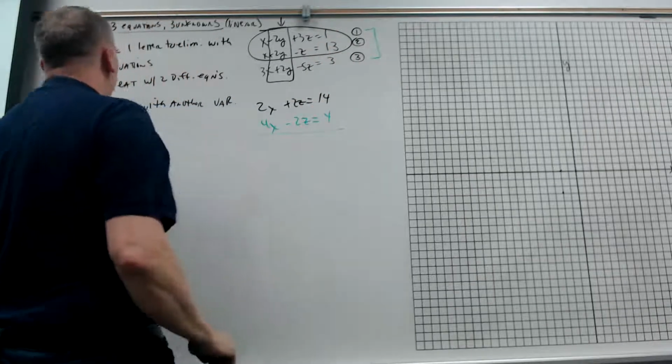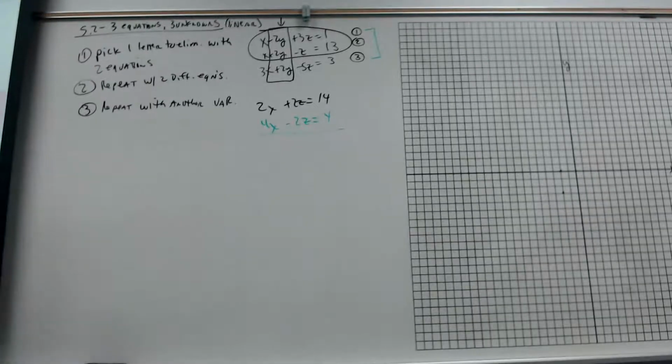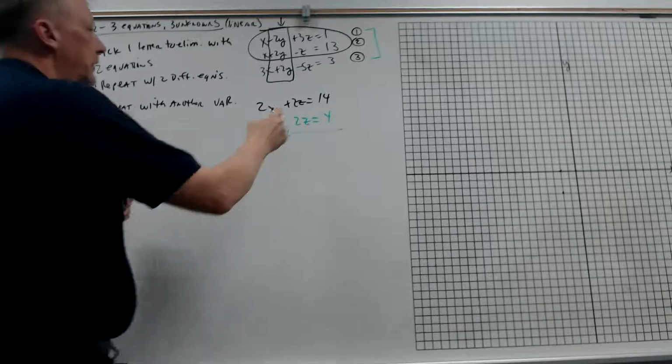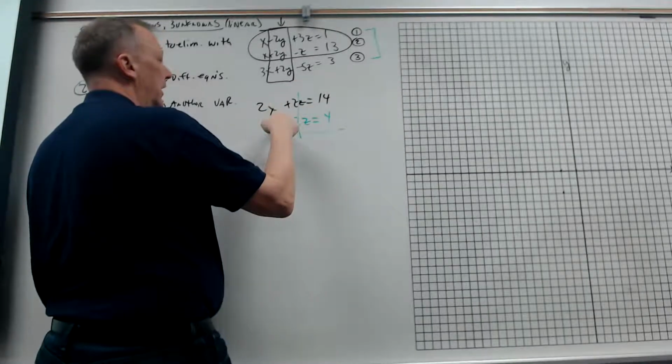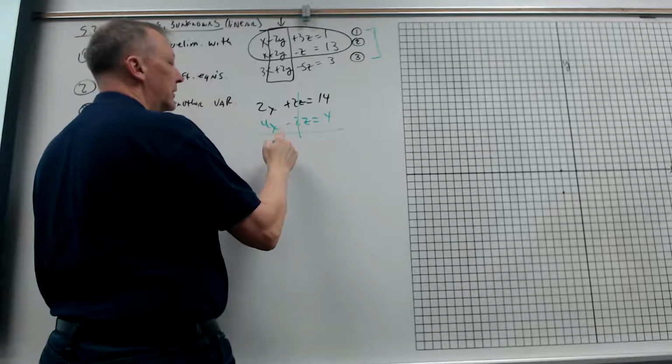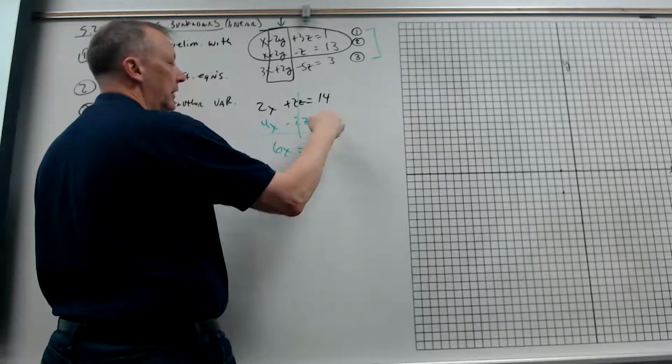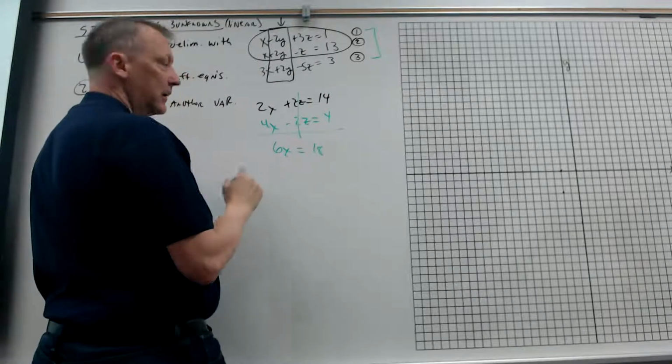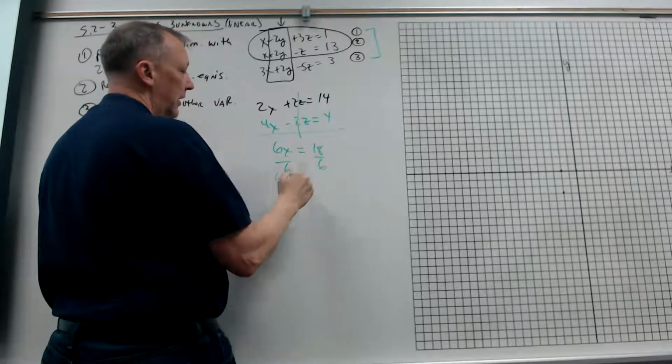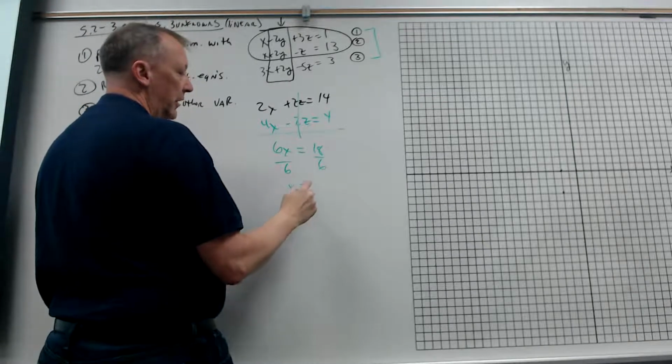Okay? Now we're going to repeat with another variable. Which variable looks easier to eliminate? Z. The z's, definitely, right? Because those are going to go away. 2x and 4x is 6x. 6x equals 18. 18 divided by 6 equals, x equals 3.